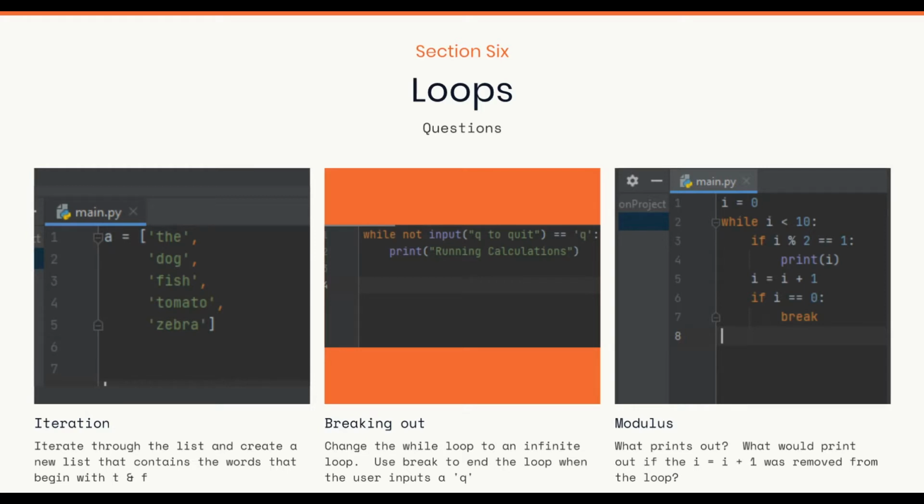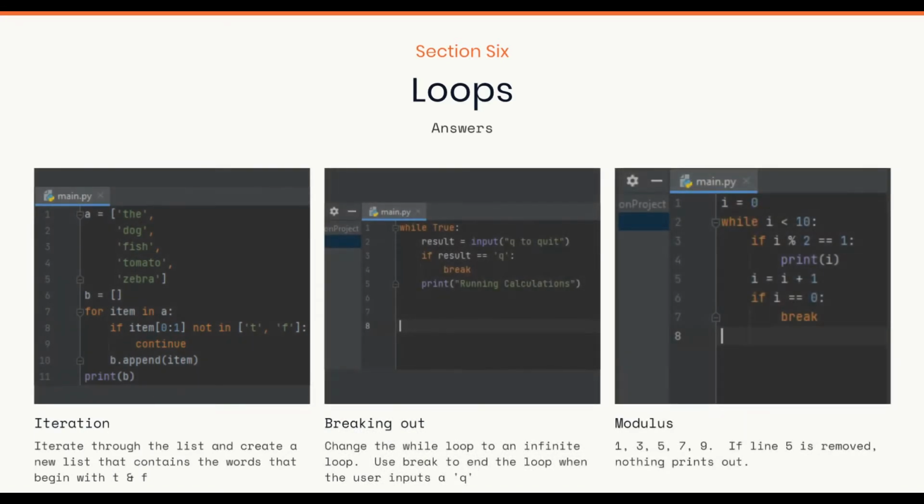Question 3, modulus. What prints out? What would print out if the i equals i plus 1 line was removed? That's line 5, from the loop. All right, so go ahead and take a second to see if you can answer those. Pause the video if you need to, because we're going to go over the answers in 3, 2, 1. Here we go. Answers. Iteration.